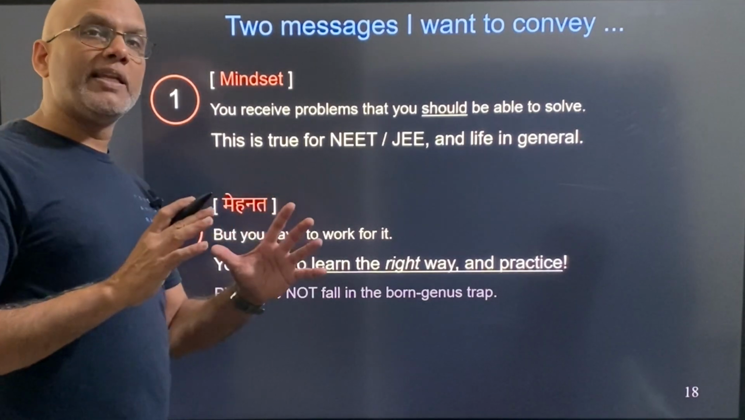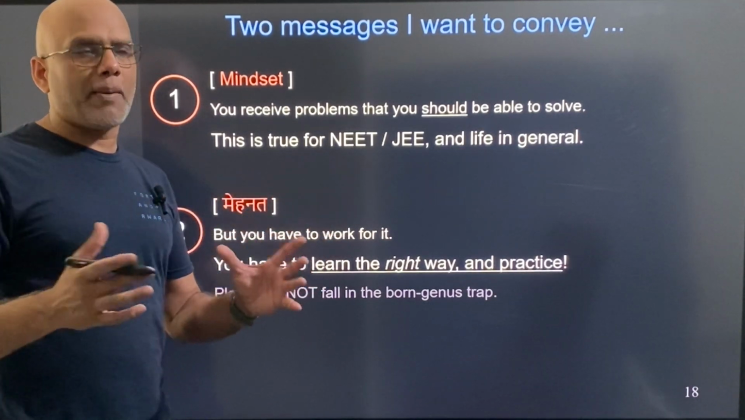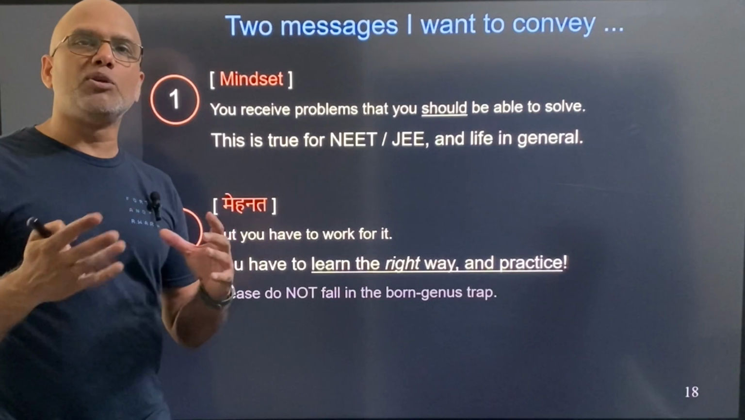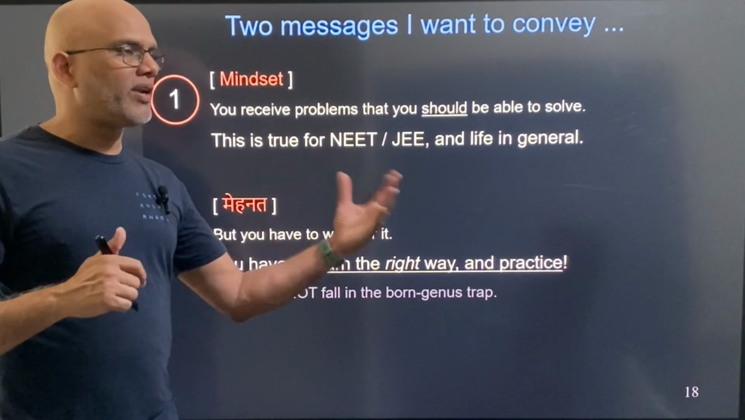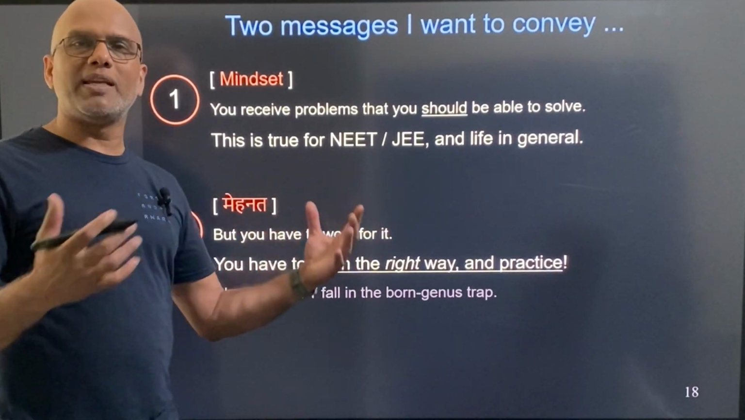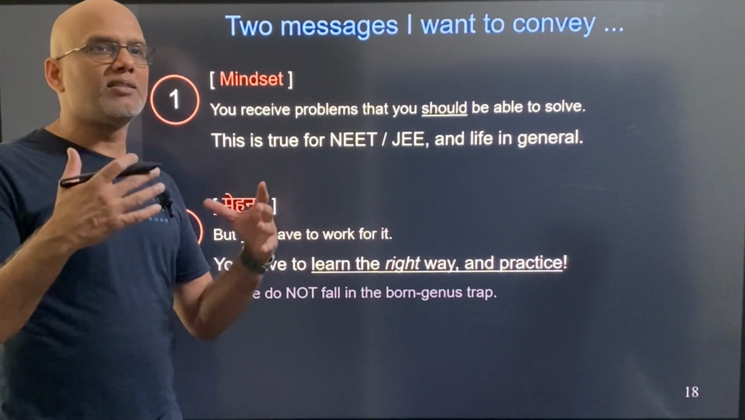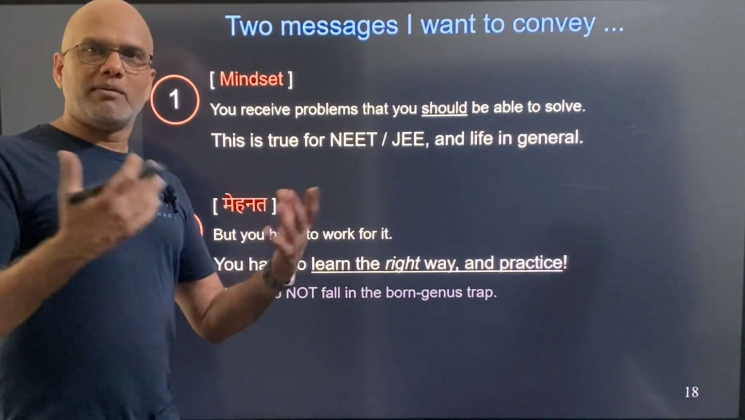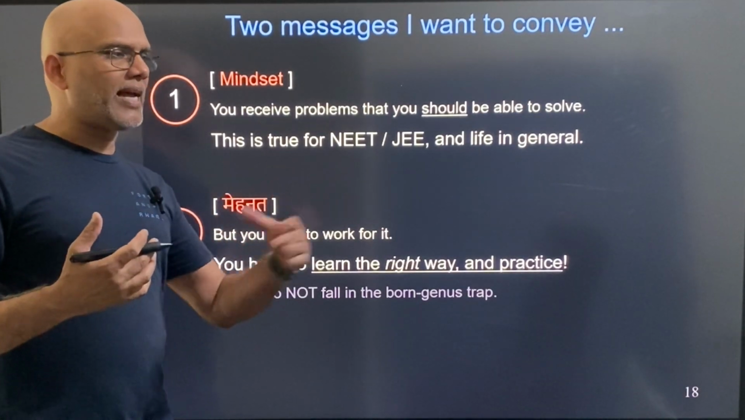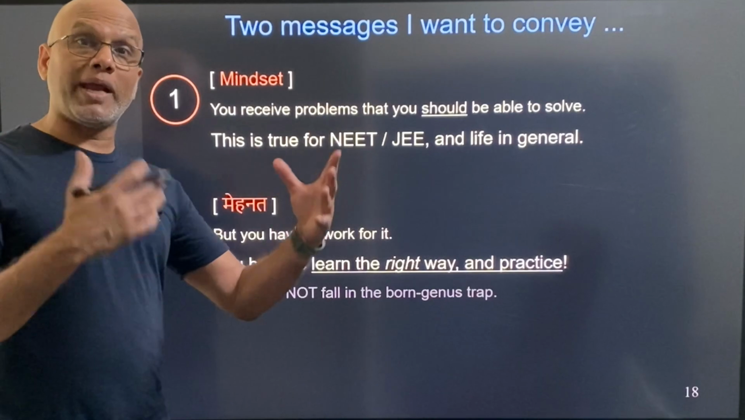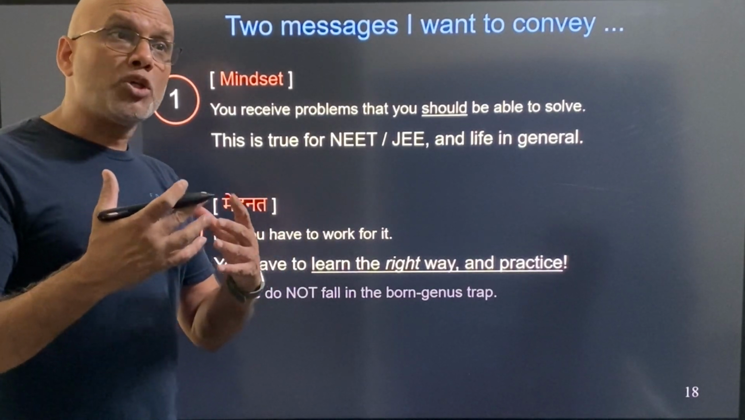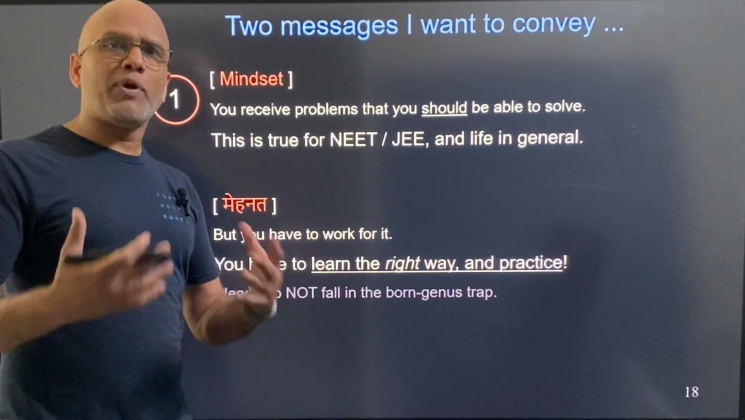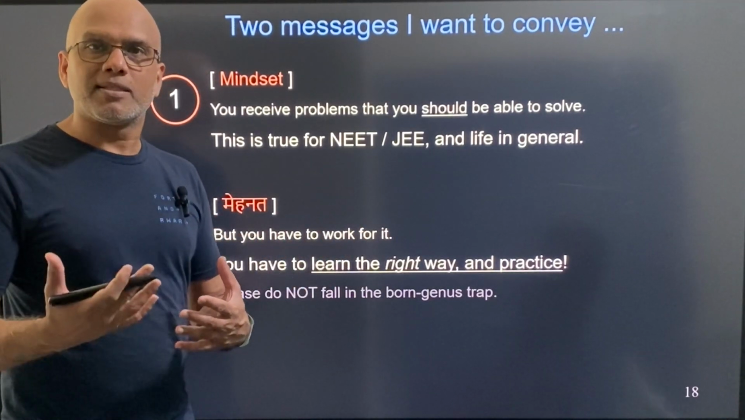Please do not fall in a born genius trap. What is this trap? Sometimes your friends will come and tell you, hey, you don't really need to practice that much, you don't really need to study that much, I study just before the exam and I do great. And you will see that some kids do great, right? But most of us are not born Einstein, right? We have to work hard to acquire skills, right?